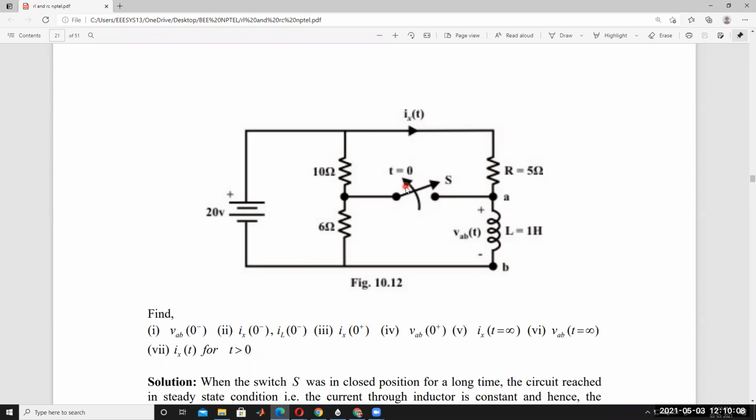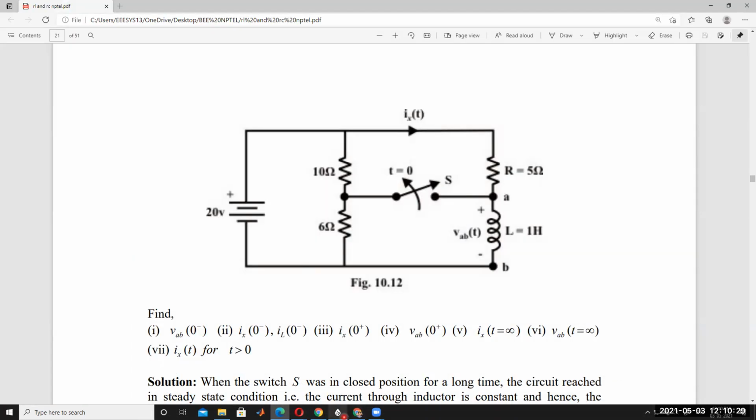But before the switching action, that is t equals 0 minus, and t equals 0 minus infinity, the switch was closed. Understood? At t equals 0 or t equals 0 plus, the switch was open. So for this condition, what is the current flowing through the 5 ohm resistor?